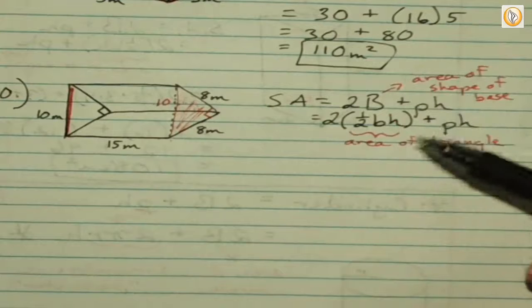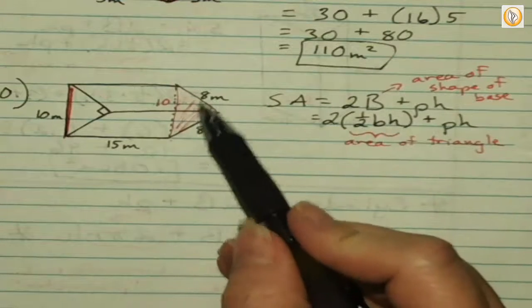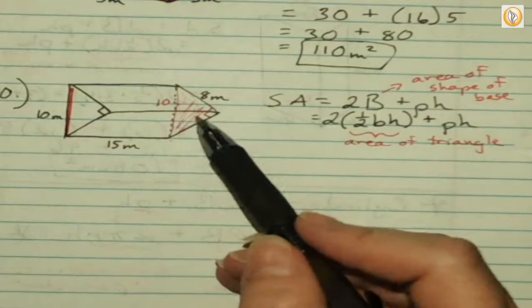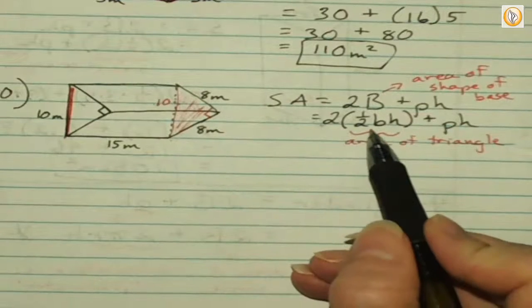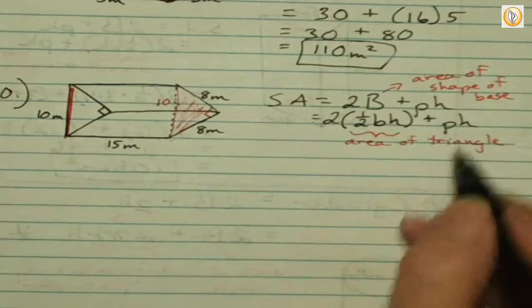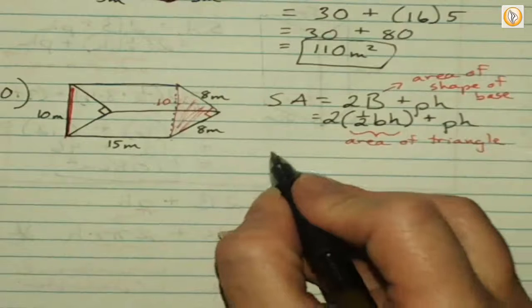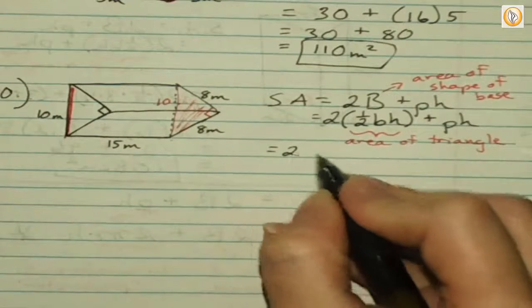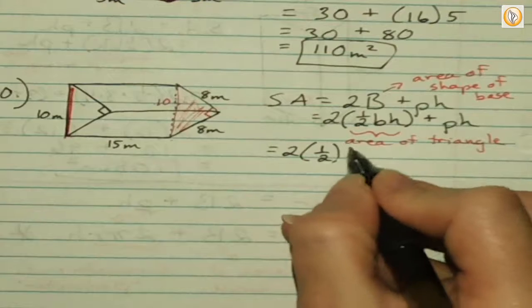So this is our 4th example. The big B is the area of the base shape. The base shape is a triangle, and the area formula is half times base times height. Okay, so there's your perimeter and your figure height. Okay, so 2 times half times.